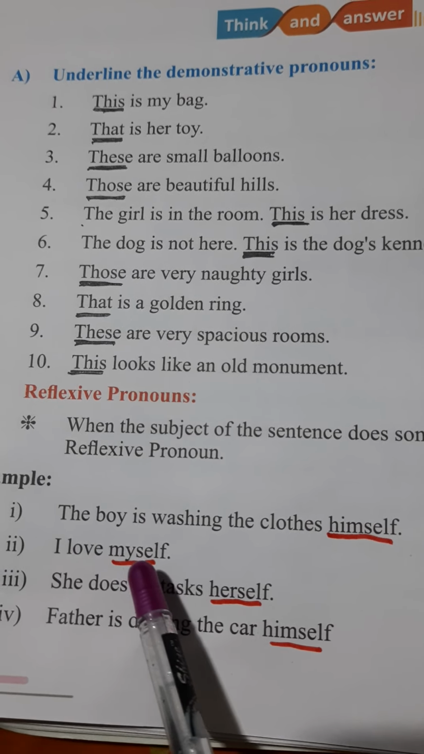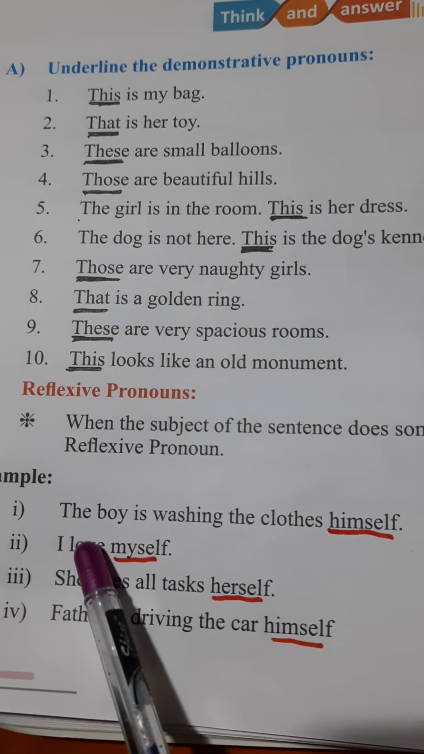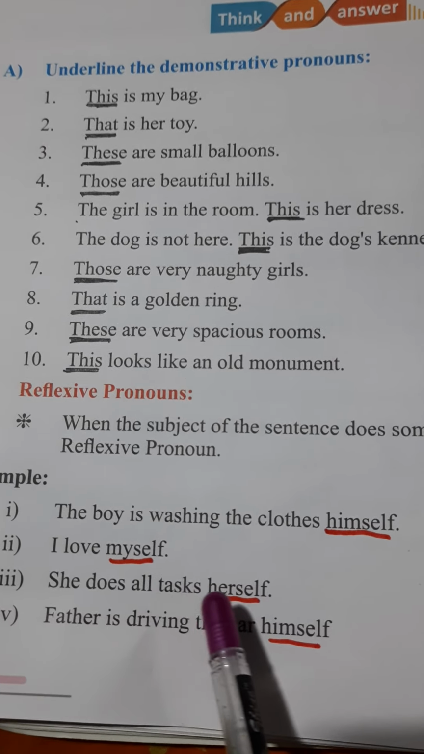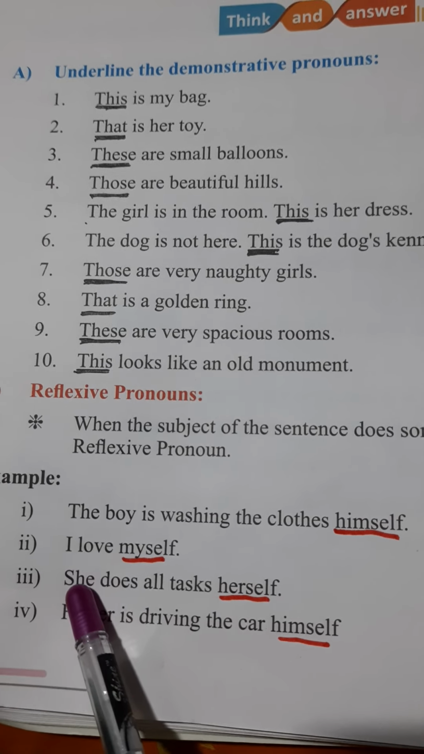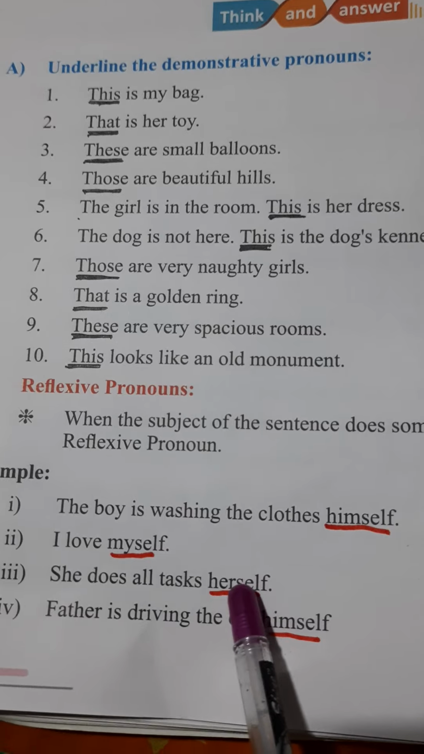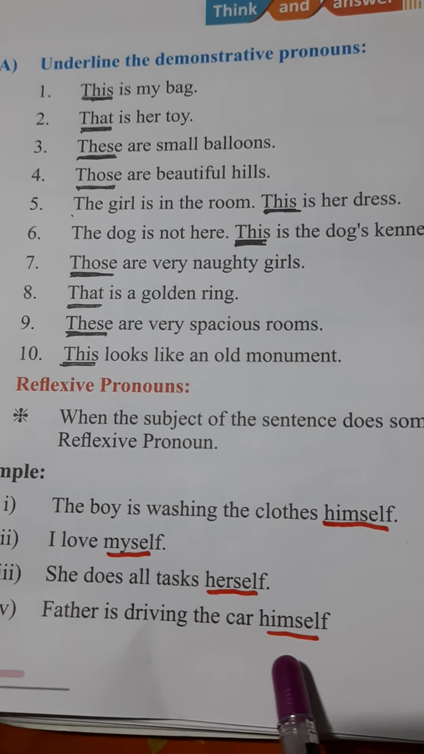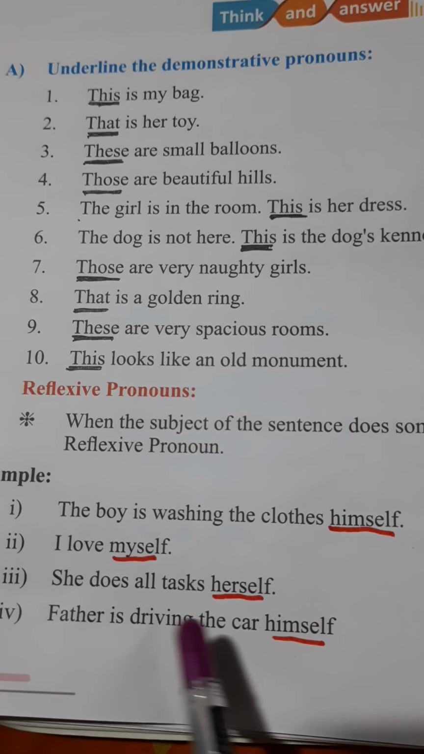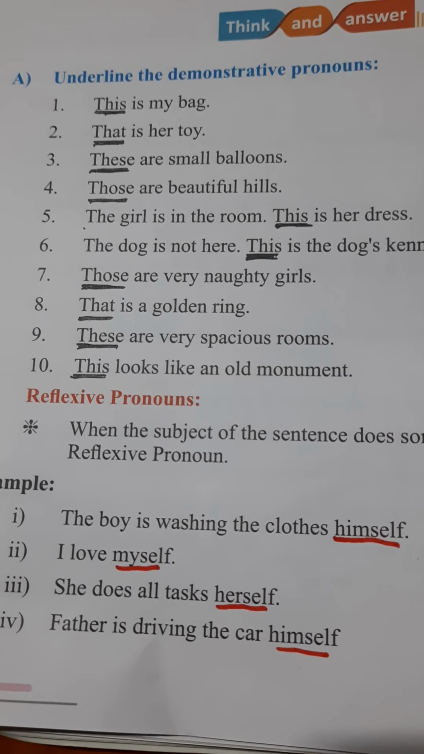I love myself. Whom do you love? I love myself. So myself is a reflexive pronoun. She does all the tasks herself. So herself becomes the reflexive pronoun. So we are talking about she in the subject also and she in the predicate also in the form of herself. Father is driving the car himself. Who is driving the car? Father. And how is he driving? He is driving himself. So himself is a reflexive pronoun.